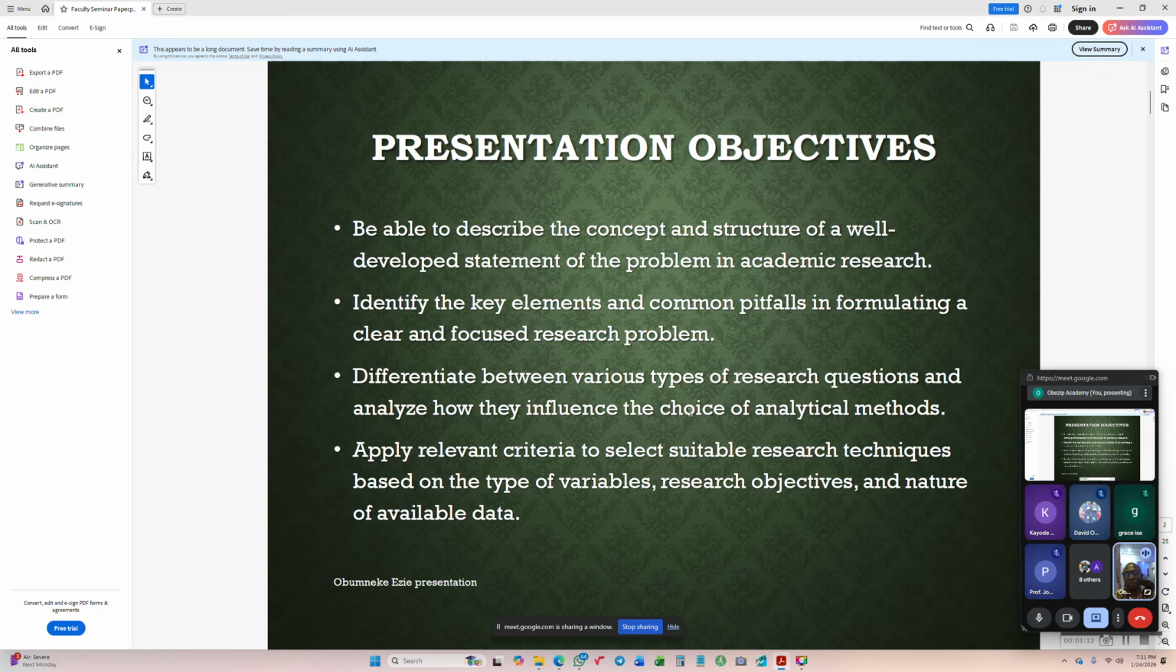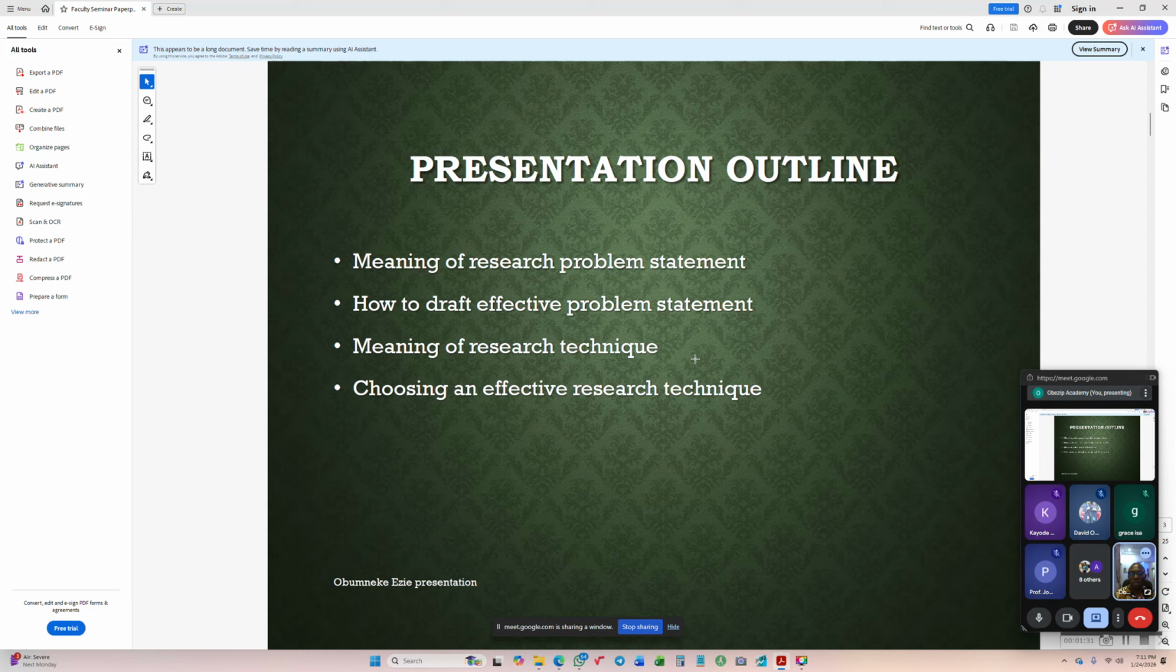The idea is for one to be able to coin an effective statement of problem that will guide every research. We know that the essence of every research is to identify a problem and generate a method that could be used to tackle and address that problem effectively. So the presentation outline will go this way: the meaning of research problem statement, how to draft an effective problem statement, the meaning of research technique, and choosing an effective research technique.